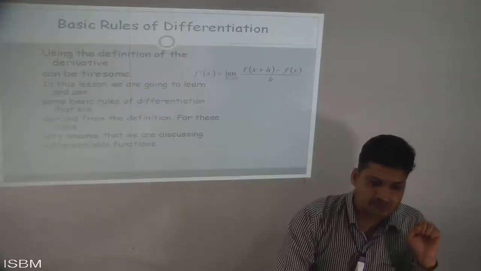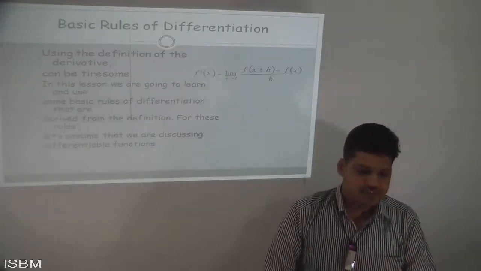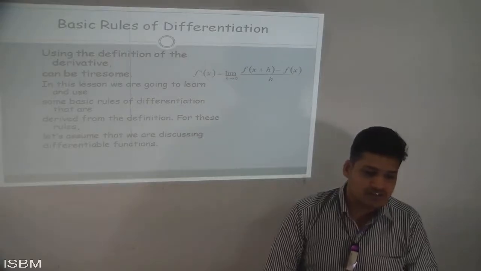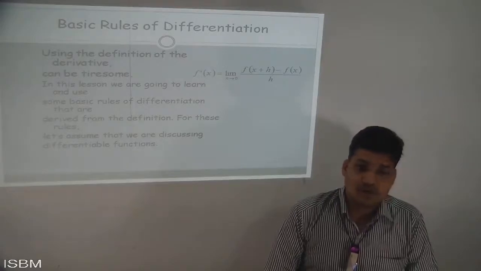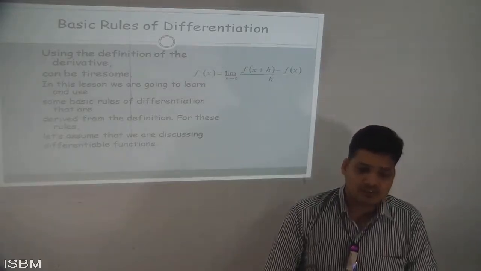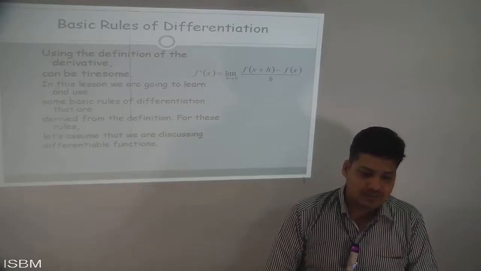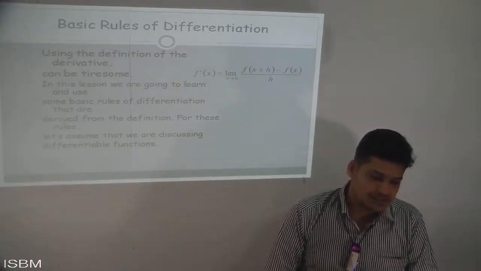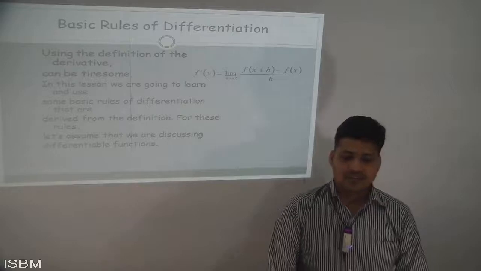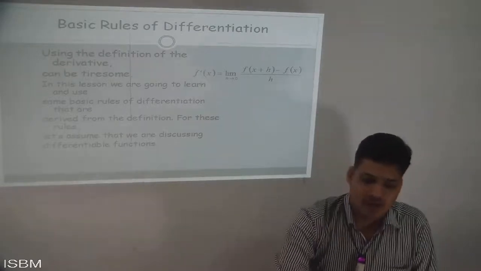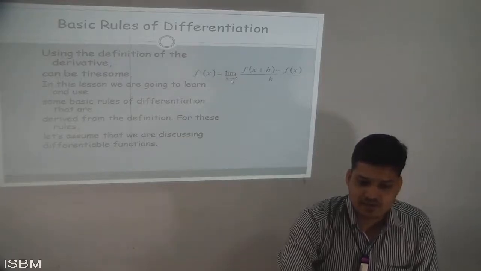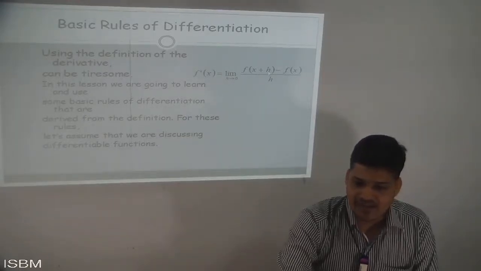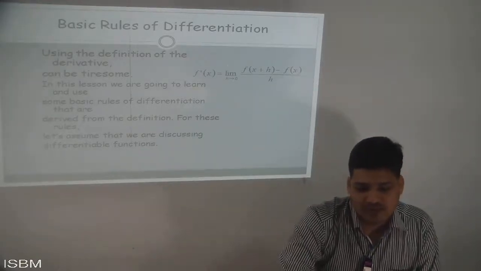So let's start with the basic rules of differentiation. Using the definition of the derivative can be tiresome. So in this lesson we are going to learn and use some basic rules of differentiation that are derived from the definition. For these rules, let's assume that we are discussing a differentiable variable. So this is the formula: f dash x is equal to the limit as h tends to 0 of f of x plus h minus f of x, upon h. This is the basic formula which you have to understand.